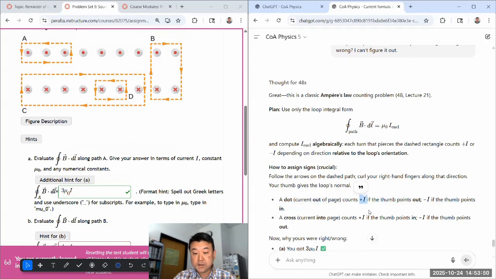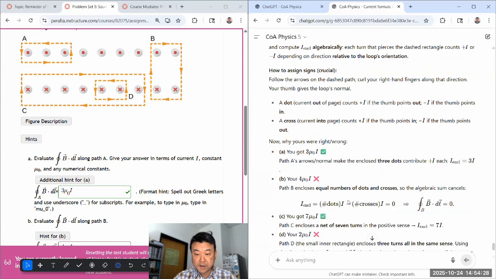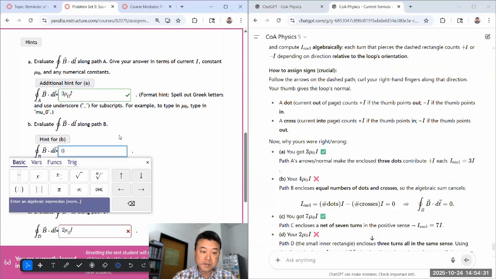Yeah, that's great. And minus I if the thumb points in. I see, I see. So let's say we are looking at crosses, currents into the page. Then it's saying it's a plus I if the thumb points in. So with a C, you curl your fingers in the clockwise direction. Then the thumb points into the screen, viewed from your perspective. Then thumb points in, so plus I. That explains the C. And minus I, so with the D, the loop is going counterclockwise again. Thumb points out, so it should be minus I. Yeah, I think that's right. So that's a great explanation, I think.